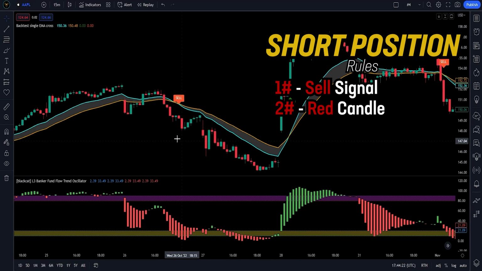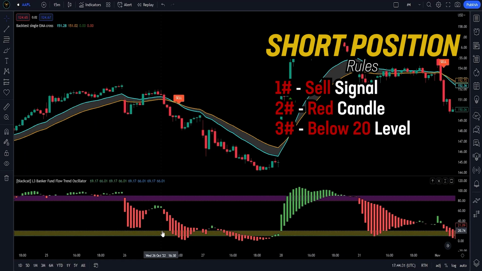Our third and final rule for our short position strategy is that our red colored candle in our trend oscillator must also be below this 20 level. This level starts at the top of this yellow section, so everything in this section, and also below it, meets our third condition. Now that we set all 3 rules for our short position, let's see how this goes on a real-time example.